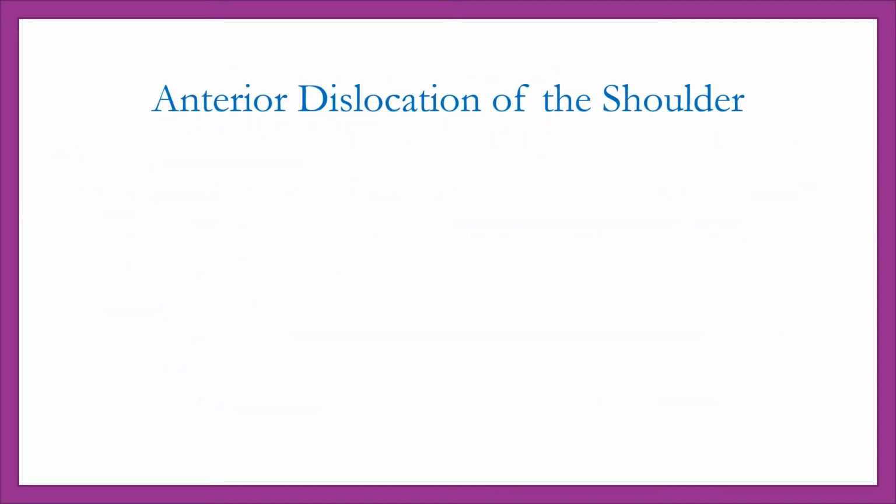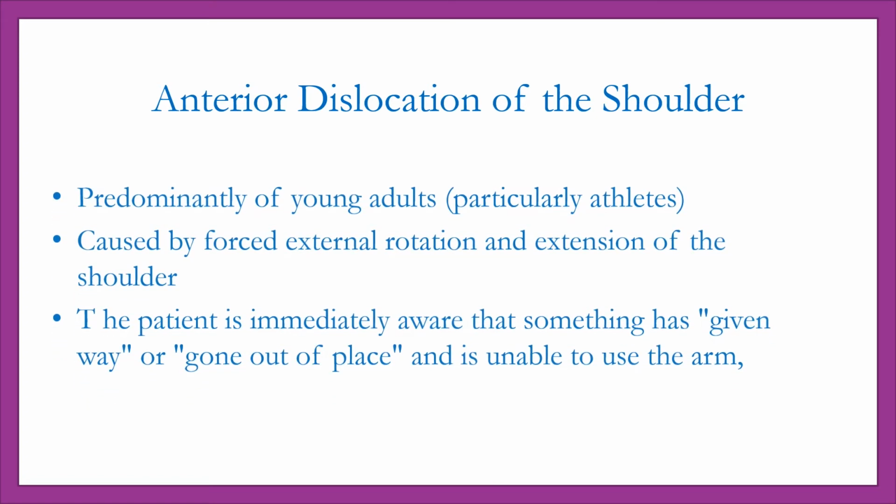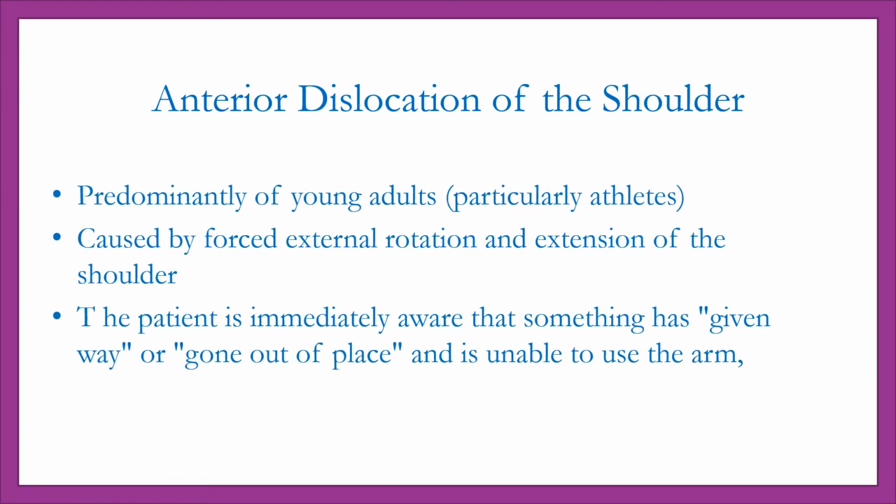Anterior dislocation of the shoulder, predominantly of young adults, particularly athletes, caused by forced external rotation and extension of the shoulder. The patient is immediately aware that something has given way or gone out of place and is unable to use the arm.